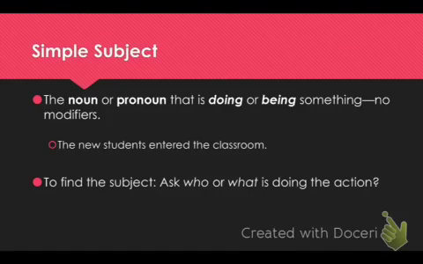The simple subject of a sentence is the noun or pronoun that is doing or being something with no modifiers. For example, in the sentence, "The new students entered the classroom," students is the simple subject. To find the simple subject, ask yourself, who or what is doing the action?